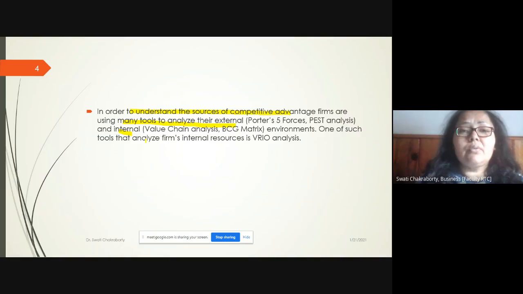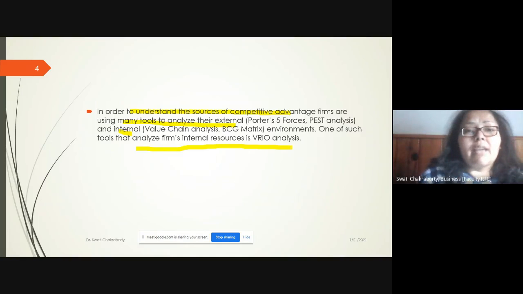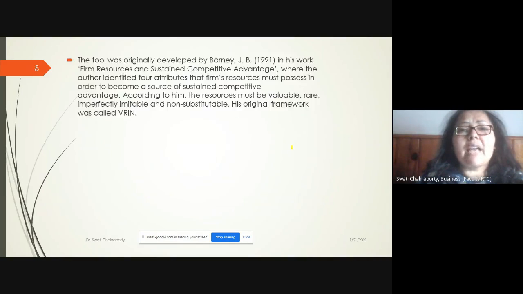And one of the tools that analyzes the firm's internal resources is also VRIO analysis, which was developed by Barney in 1991, in his work Firm Resources and Sustained Competitive Advantage. He identified 4 attributes that a firm's resource has to possess in order to become a source of sustainable competitive advantage. What are these attributes? One is valuable.